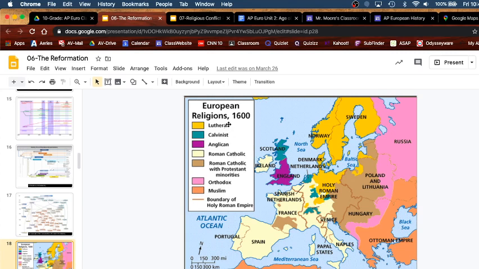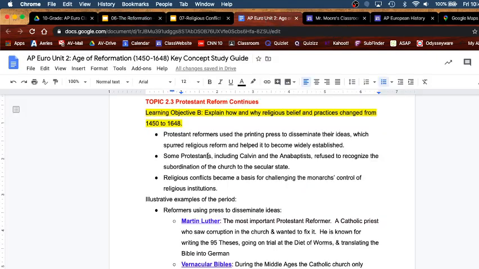And again, you're like, where's the Protestant parts of Europe? And you're like, there's no word Protestant. That's the kind of stuff that I'm talking about as you have to piece the puzzle together. And that's what we're talking about right here. Protestant reformers used the printing press to disseminate their ideas, which spurred religious reform and helped it become widely established.